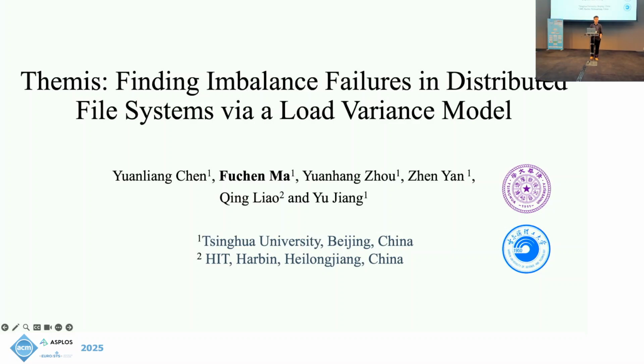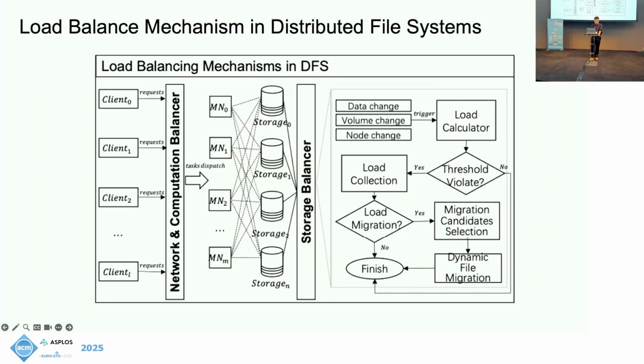My name is Fuchen from Tsinghua University, and I'm currently a postdoc researcher at Tsinghua. Here I'm glad to introduce our recent work named Themis, which is a tool used to find imbalance failures in distributed file systems through a load variance model. This is joint work with Harbin Institute of Technology too.